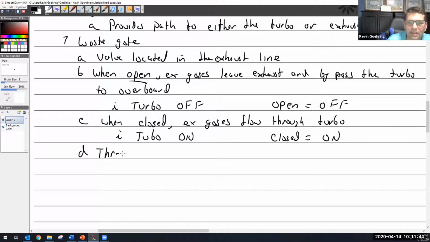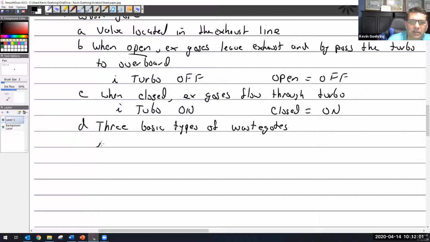Okay, so I'm going to write about three basic types of wastegates. All right, three types. One, we could have a fixed type. Really, it uses an adjustable bolt, a lot bigger than a screw, to block a certain amount of exhaust to the turbo.